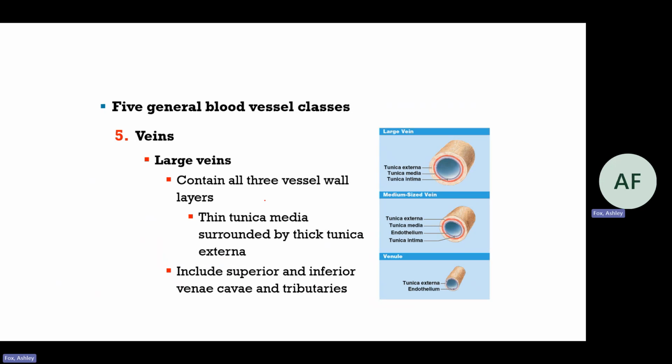Then we get to the largest veins. They're going to have all three layers. They still have a thin tunica media and a thicker tunica externa. These larger veins are the ones that go directly to the heart. So the superior and inferior vena cava are going to be the largest veins.